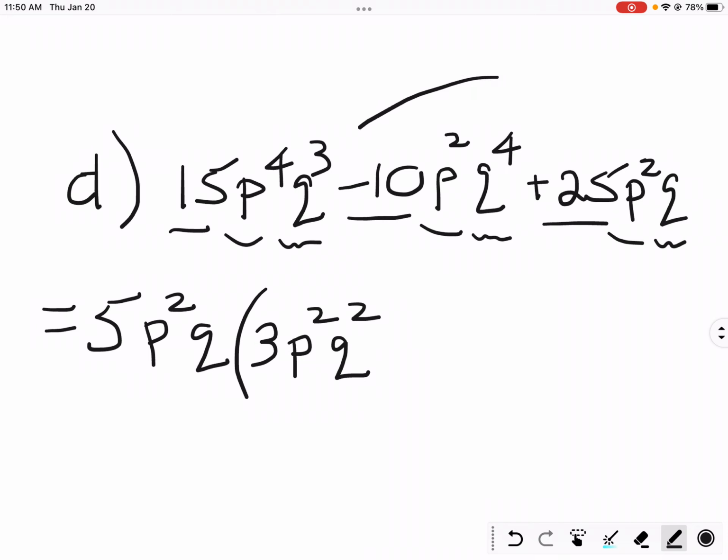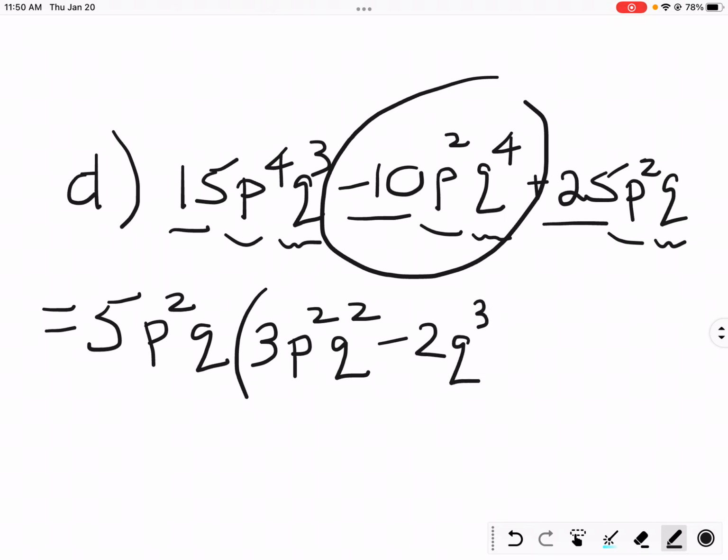Second term, negative 10 over 5, or divided by 5, is negative 2. p squared over p squared cancels out. q to the exponent 4 over q leaves q to the exponent 3, or q cubed. And the last term, 25 divided by 5, is 5. p squared divided by p squared cancels out. And q over q also cancels out, so we are done.